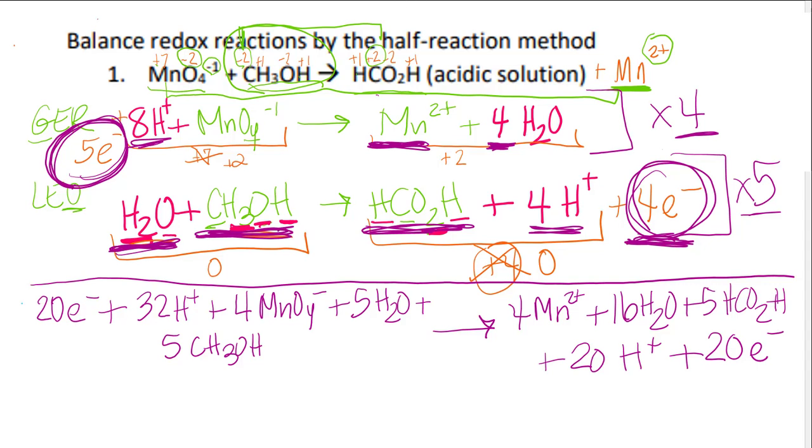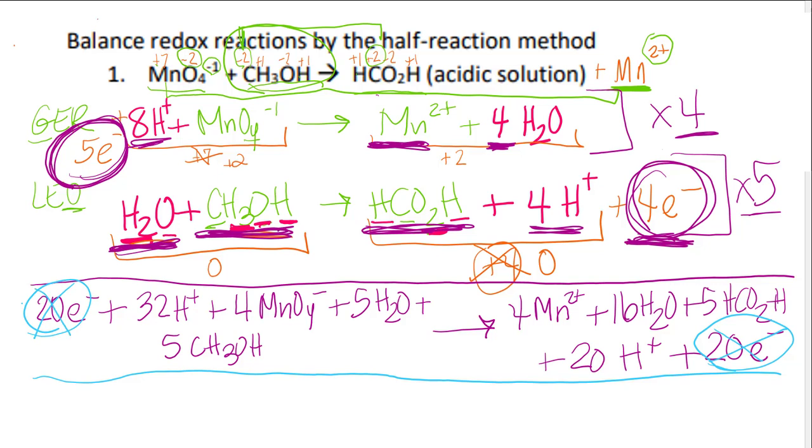Now let's do some simplifying. I'm going to draw another line underneath it here. And we can see that 20 electrons on the right and 20 electrons on the left will cancel out. We can also see some similarities here. On the left, I have H pluses, and on the right, I have H pluses. On the right, I have 20. On the left, I have 32. So we can just subtract the 20 from both sides. So 20 minus 20 will cancel out those H's, and 32 minus 20 will take that 32 down to 12 H pluses.